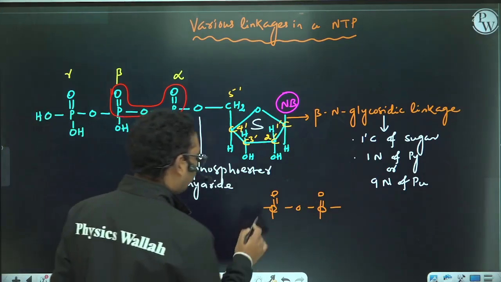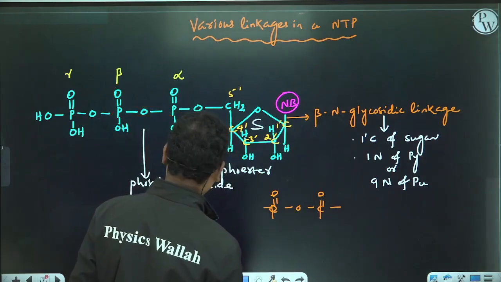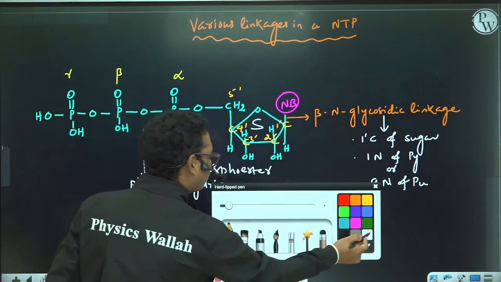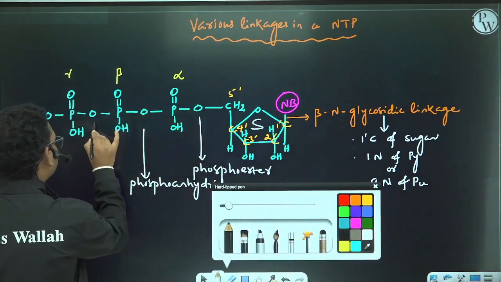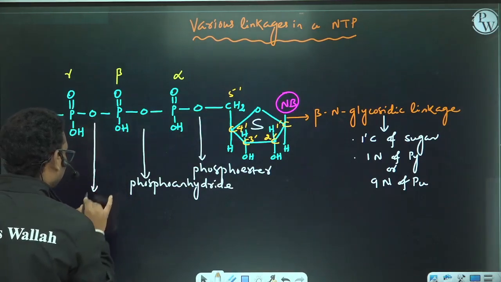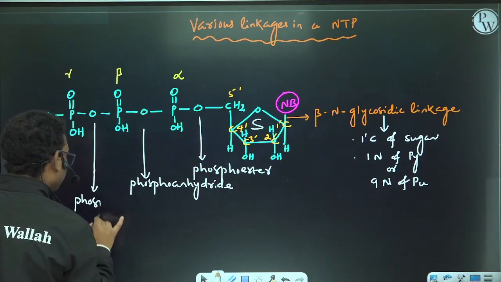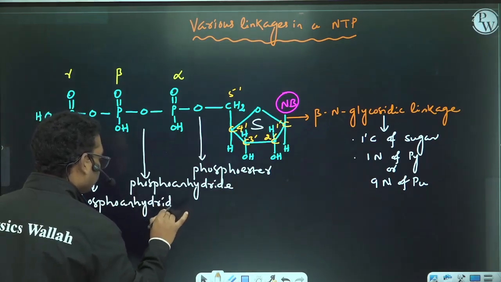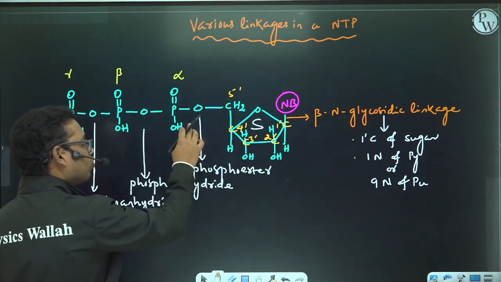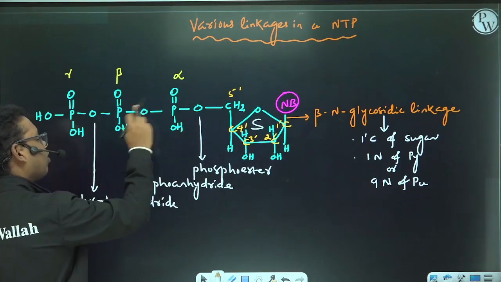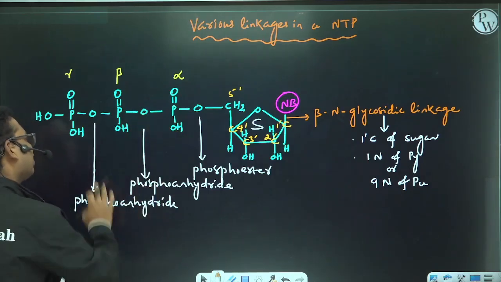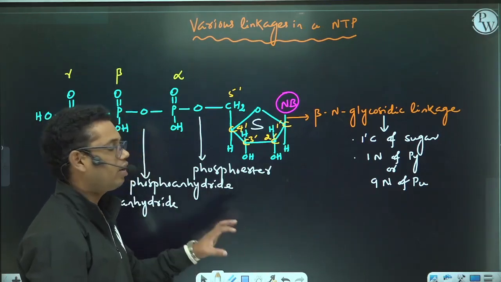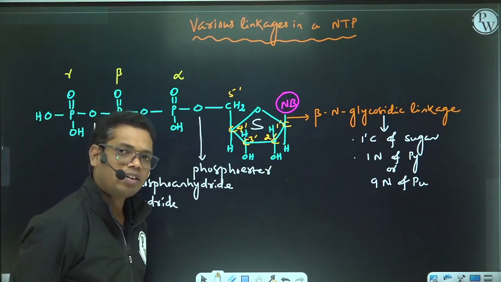Clear? Now, here also I have the same linkage. Here also I have the same linkage. So these linkages are phosphoanhydride linkages. That means between the sugar and the first phosphate it is a phosphoester linkage, between the alpha and beta phosphate it is a phosphoanhydride linkage, and between the beta and gamma phosphate it is a phosphoanhydride linkage. So these are the various linkages present in a nucleoside triphosphate.